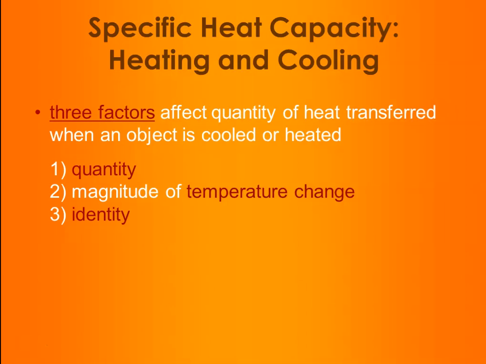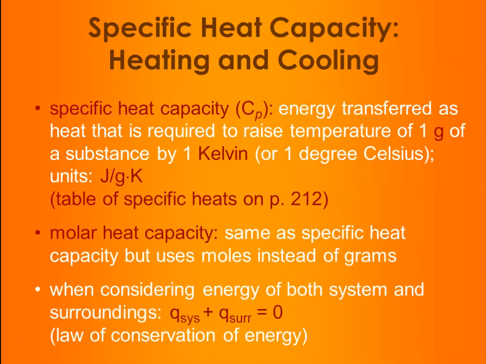And the identity is going to play a key role with your specific heat capacity. Your specific heat capacity is the energy that gets transferred as 1 gram of a substance is changed temperatures by 1 degree Celsius. And because Celsius and Kelvin change by the exact same value, that could also be 1 Kelvin.